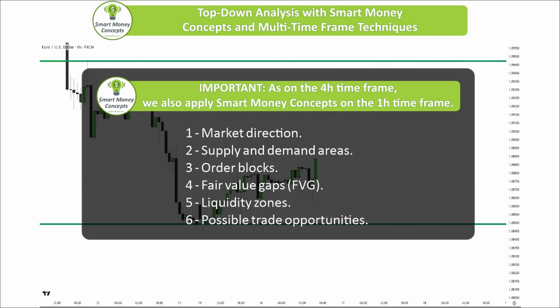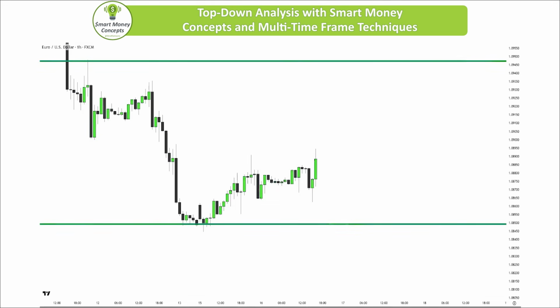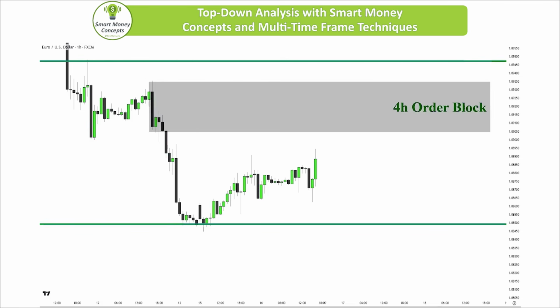We fully apply smart money concepts here, identifying market direction, supply and demand areas, order blocks, fair value gaps, liquidity zones, and possible trade opportunities. Knowing that the higher time frame directional bias is bearish, we expect the price to get rejected from the 4-hour time frame order block after mitigating this daily zone.